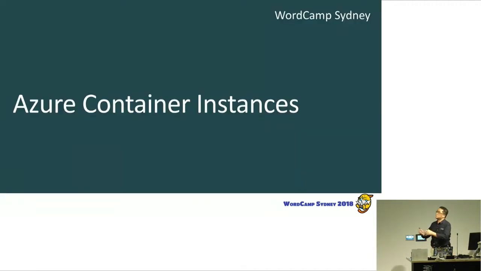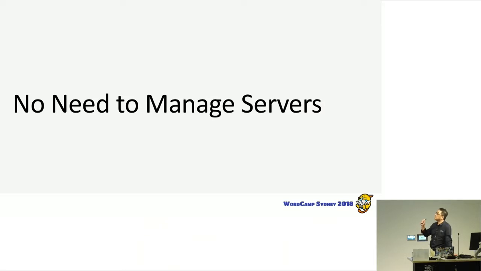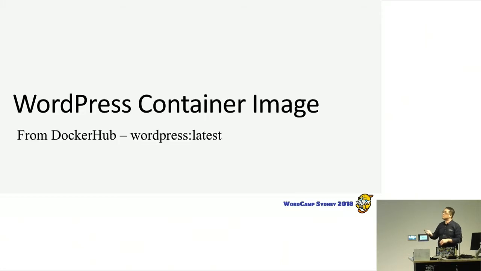Now, let's move on to another service approach. We are now using the Azure Container Instance, which is about using the CaaS approach. So in this case, as I mentioned, we don't need to manage the server, right? Because the server is already provided by Azure, and we don't need to worry about the maintenance of that. On top of that server, we only use a container image. WordPress has an official container image on Docker Hub, so we can just simply pull that container image onto that service. So let's have a look.